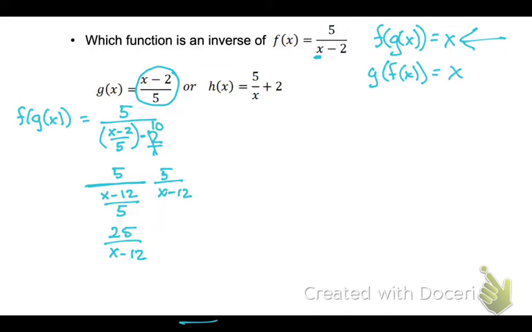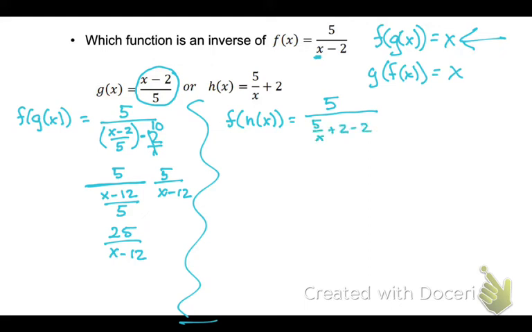Now, if f of g didn't work, do I have to check g of f? No, because both of them have to work. So I could be cruel and make neither of them. So now I've got to do f of h of x. This one. X. So we have 5 over x over 5 plus 2 minus 2.